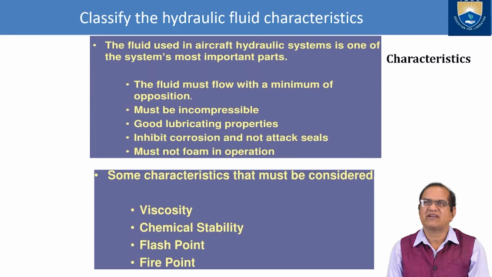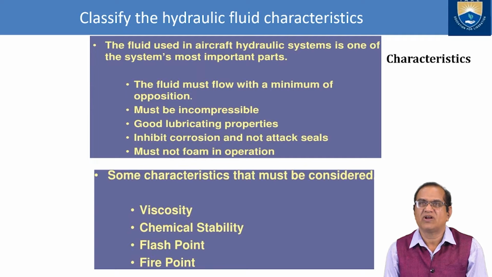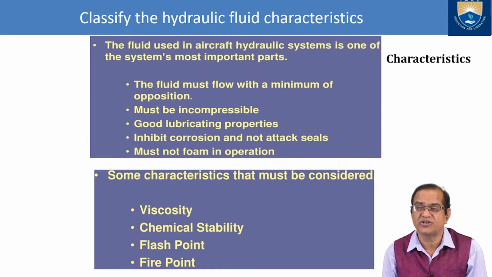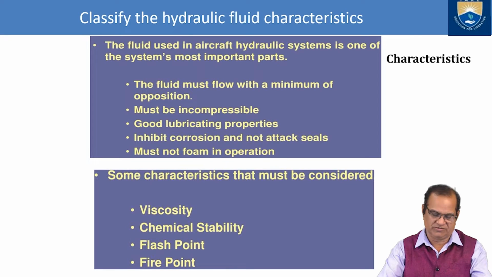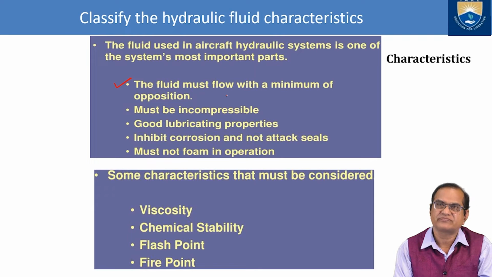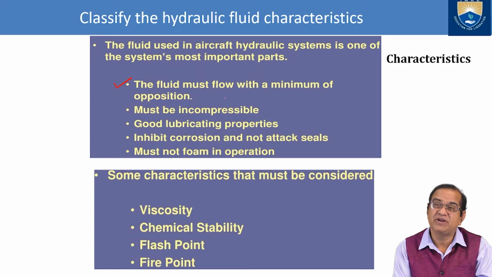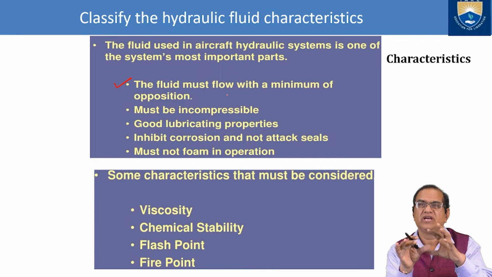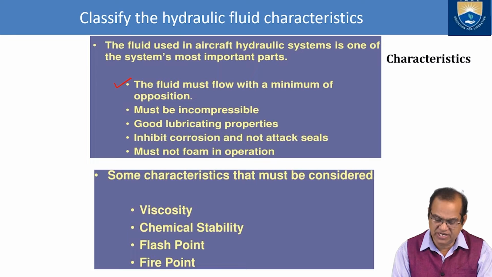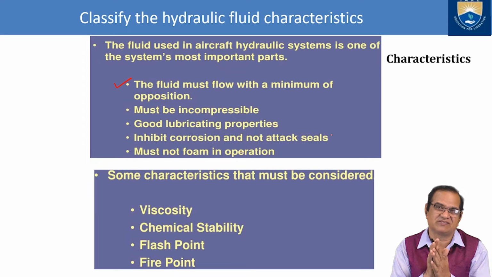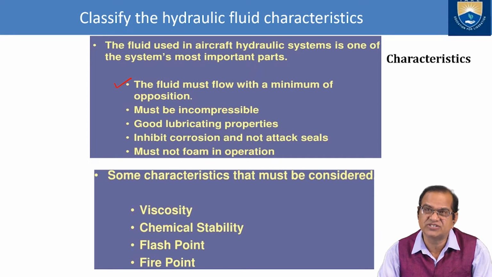What are the characteristics which we have to classify? The fluid used in an aircraft hydraulic system is one of the system's most important parts. The fluid must flow with a minimum of opposition. That is the first characteristic. The fluid which we are using in aircraft or any hydraulic system, the resistance between the layers, and between the tube and the fluid, should be minimum. It must be incompressible. If you are pressing, it should not compress; the volume should remain constant.